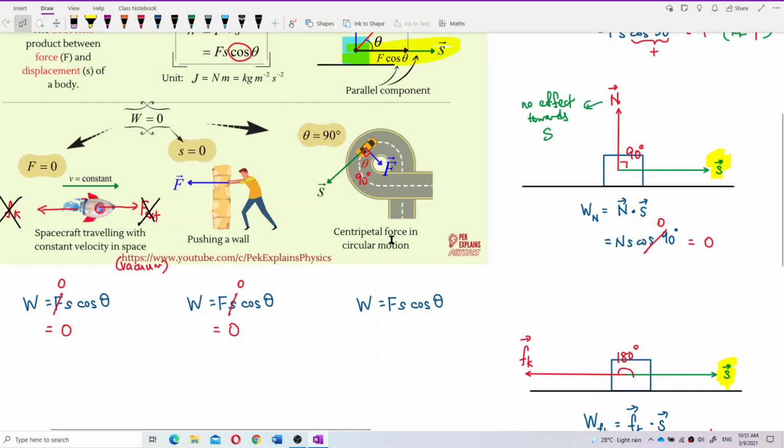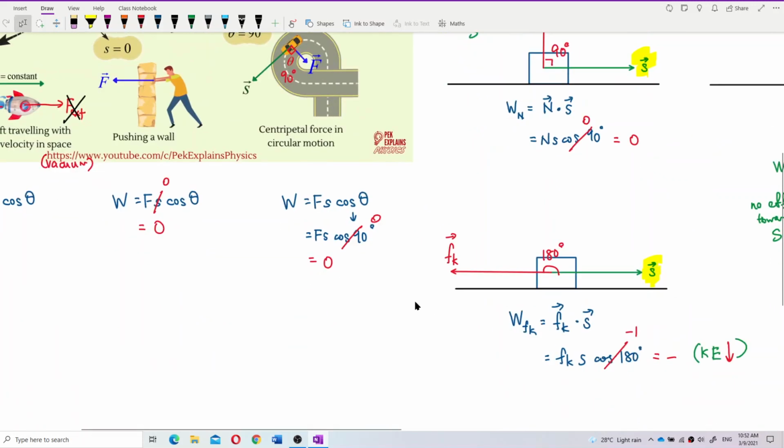Like the centripetal force, you will learn about it in the next chapter, circular motion. This centripetal force is always perpendicular to the velocity, or perpendicular to the displacement. So for this one you get Fs cos 90. Cos 90 is always equal to 0. So also you get 0 work done. This is how to get 0 work done.